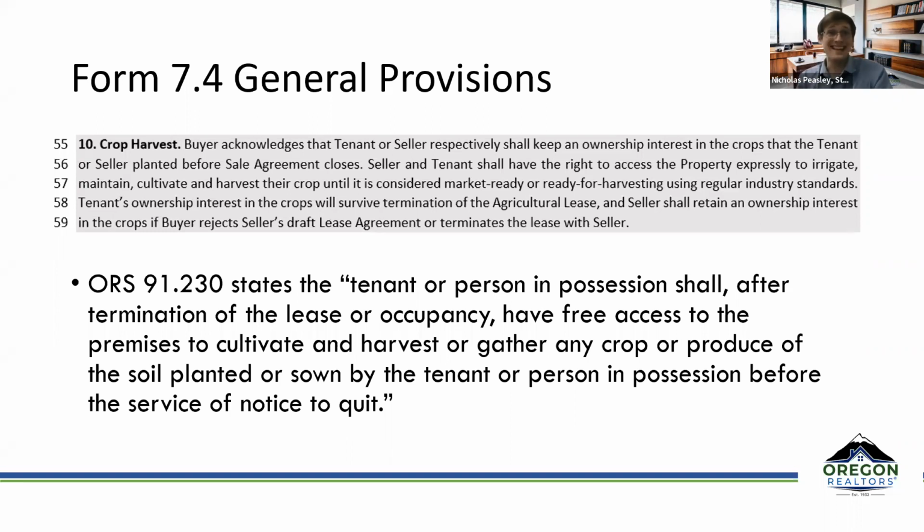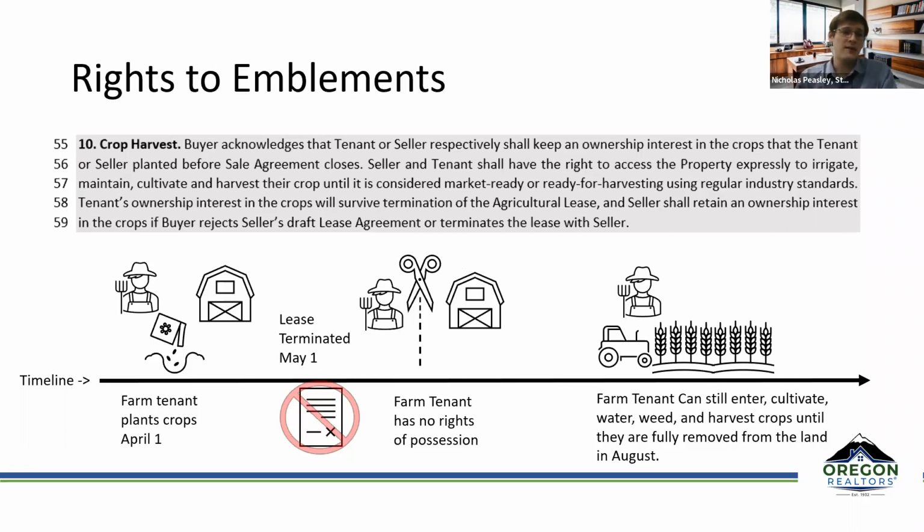So that means if I'm a tenant on a property and I plant corn, let's say on April 1st, and my lease is terminated on May 1st, I can't go back on the property. I can't live in the farmhouse anymore, but I can come back and harvest. I can weed. I can water. I can keep going back on specifically to take care of my crop until I've gotten all my corn off that property.